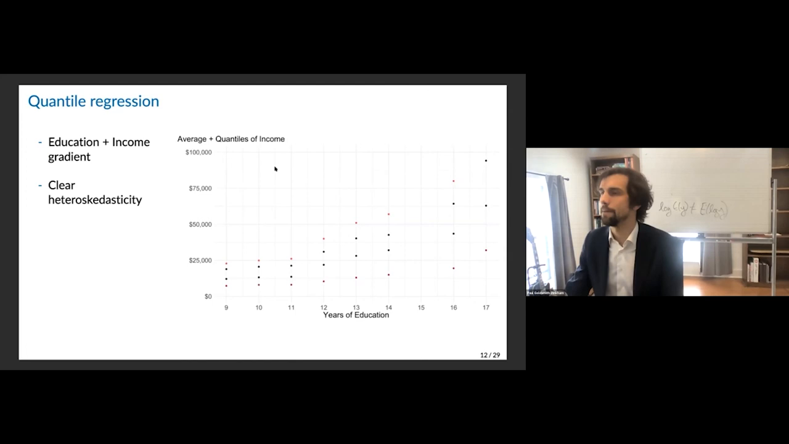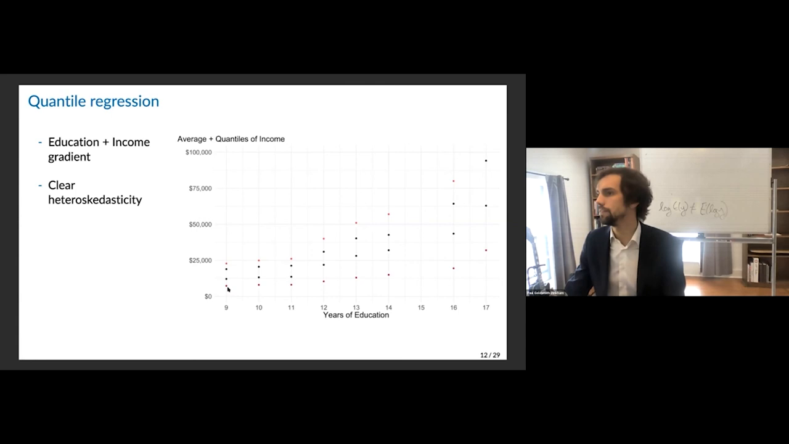four points. The points in black, which are the, I should have labeled them. This is a good example where I should have labeled. I got rid of the legend. So there's four sets of dots. The second from the top on this left-hand one is the average. So you have the average income within each bin of years of education. The red dots are the 75th percentile. The third dots are the median, and then this purple line is the 25th percentile.